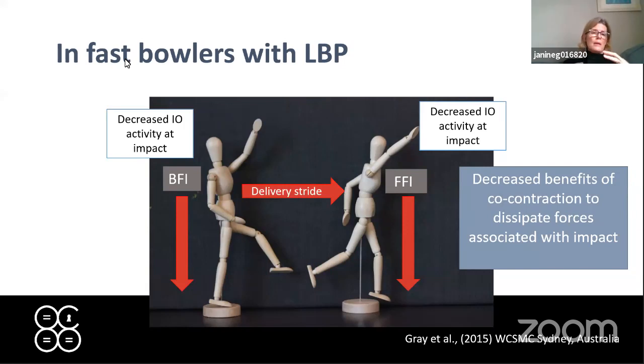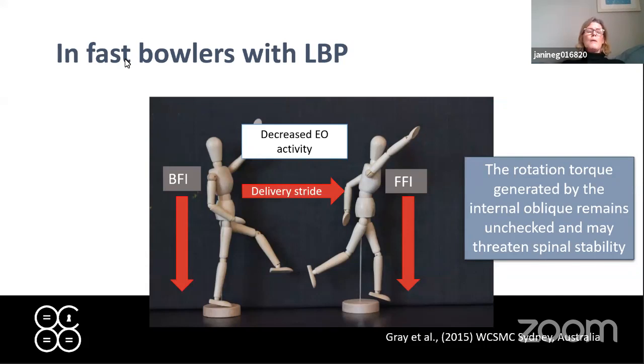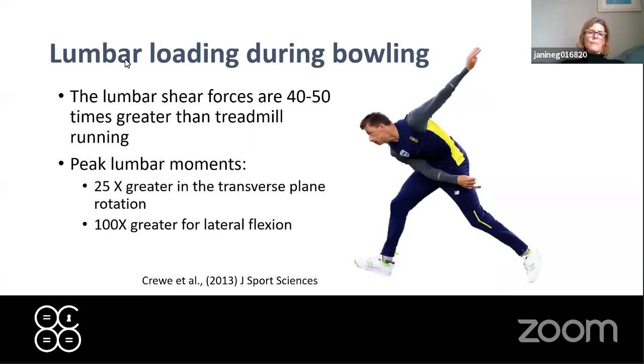So in the non-injured bowlers, both the internal and external oblique contracted together at the points of impact. In bowlers that were injured, the internal oblique no longer acted to assist in dissipating these forces by a co-contraction strategy. There was also decreased external oblique activity between back and front foot impact, which would indicate that the rotation torque generated by the internal oblique on the non-dominant side was unchecked. And this may actually threaten spinal stability and control.